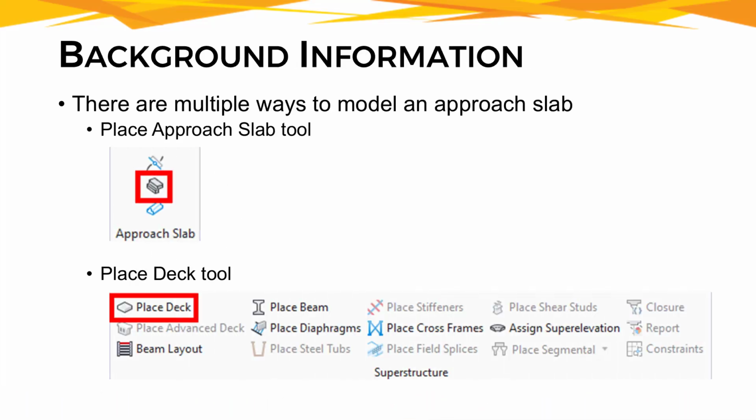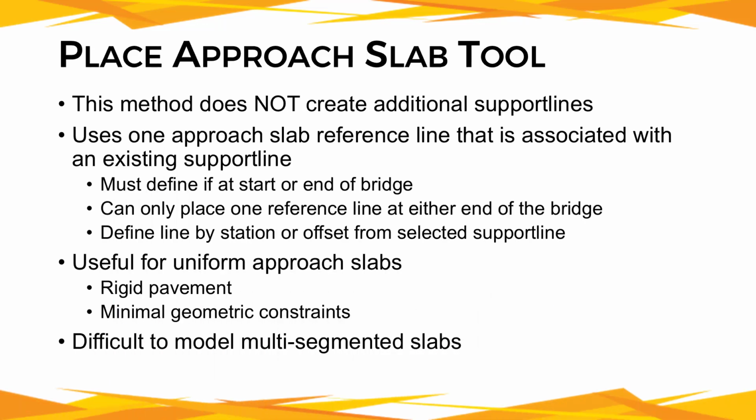Now let's discuss a couple of ways you can model an approach slab. The two main alternatives that we have at our disposal are the Place Approach Slab tool and the Place Deck tool. The first alternative mentioned was the Place Approach Slab tool. This is an approach slab specific tool. This method does not create any additional support lines, and instead it creates one approach slab reference line, and that's going to be associated with an existing support line that has already been modeled on the bridge.